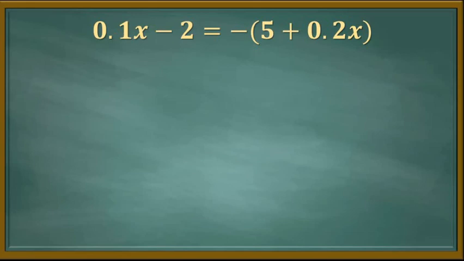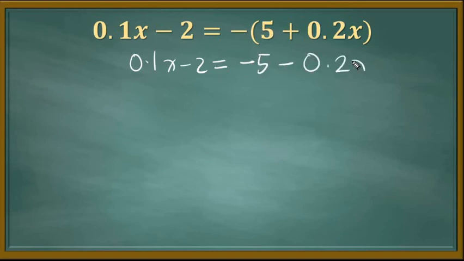So the first thing we can do, if you look at the right side of the equation, is apply the definition of the opposite of a sum. So I will keep the left side for now as 0.1x minus 2 equals, and then the right side, again, I apply the definition of the opposite of a sum. That becomes negative 5 minus 0.2x. Now, we can of course combine the similar terms as we did in the previous examples.